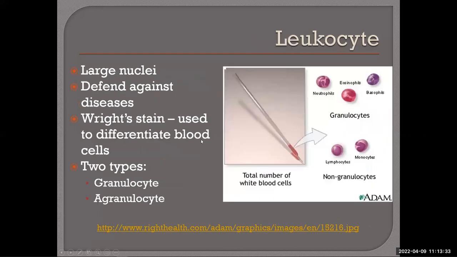The leukocytes, or white blood cells, we looked at today in terms of their role in the immune system, and a Wright's stain is used to differentiate the different blood cells. There are 2 types when you stain them. The granulocytes, so-called because if you look here, and we'll look in a little more detail just now, you actually see the granules. And the agranulocytes, A meaning not. They don't have any granules or grains associated with them.